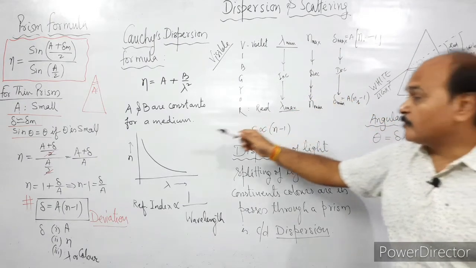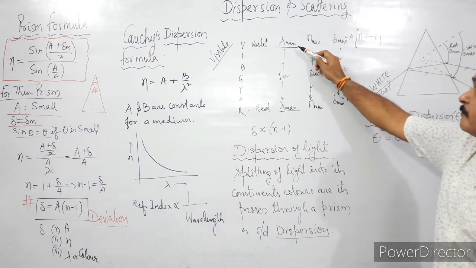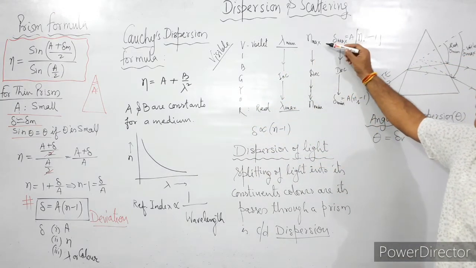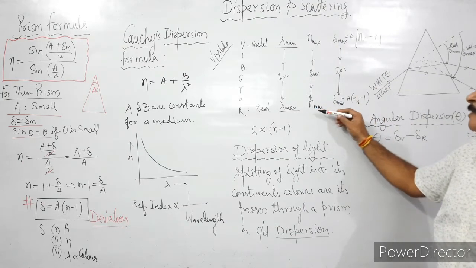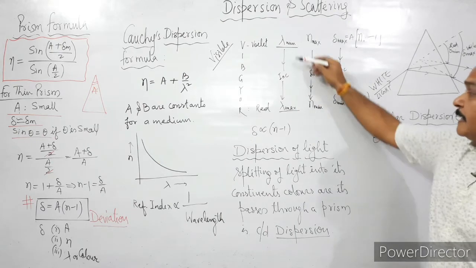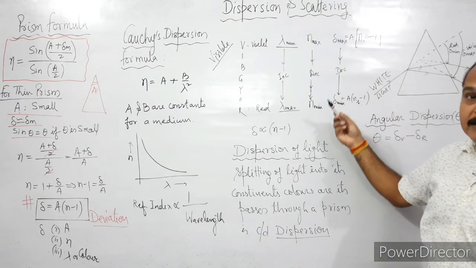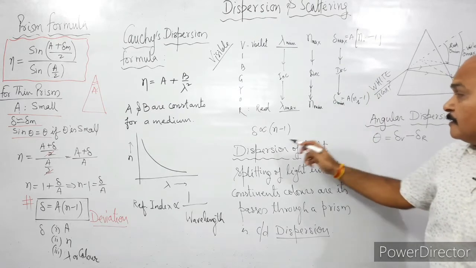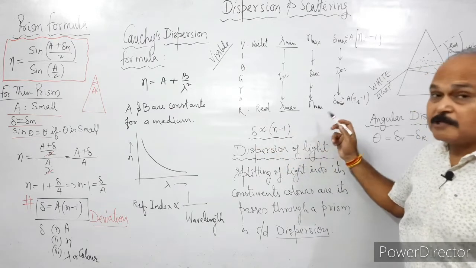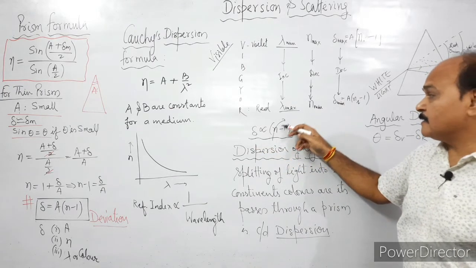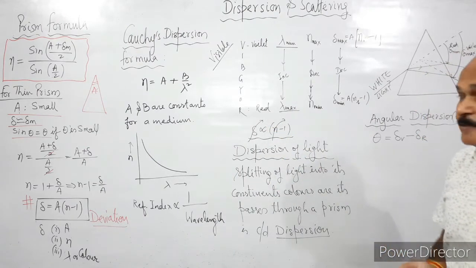And since refractive index is inversely proportional to wavelength, therefore for minimum wavelength, refractive index is maximum. And for maximum wavelength, refractive index of any medium is what? Minimum. So this is the increasing order of wavelength for different colors. This is the decreasing order of refractive indices. Well, we have just seen that delta is directly proportional to n minus 1. So as n increases, the value of deviation produced by the prism increases.